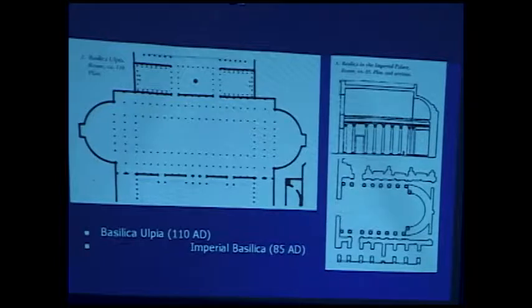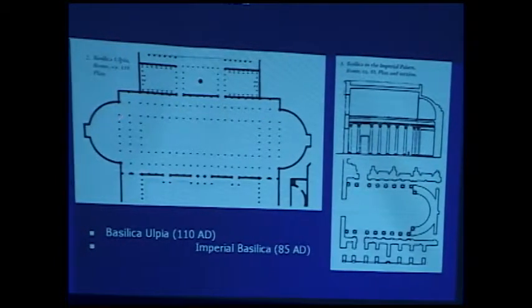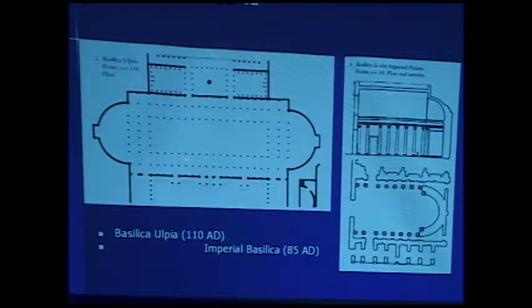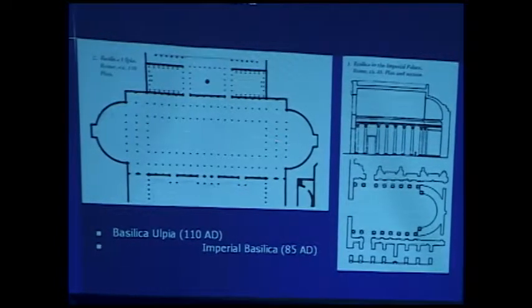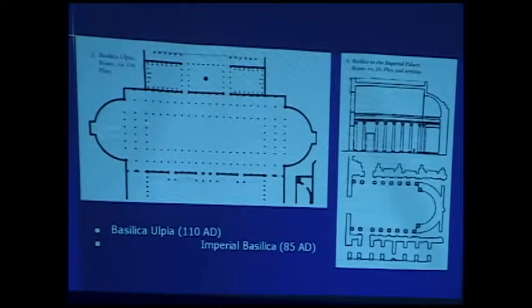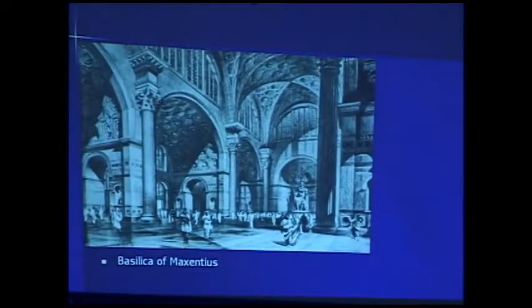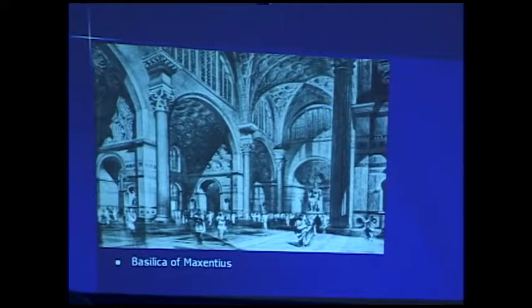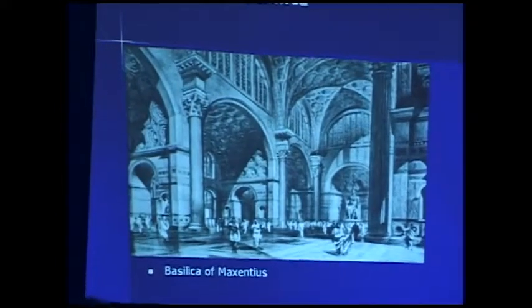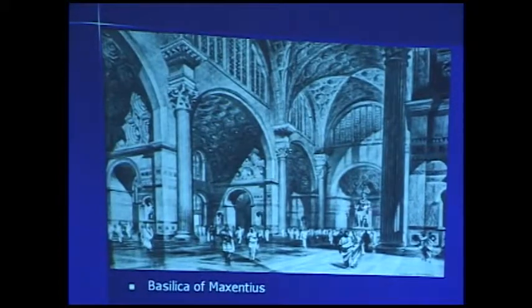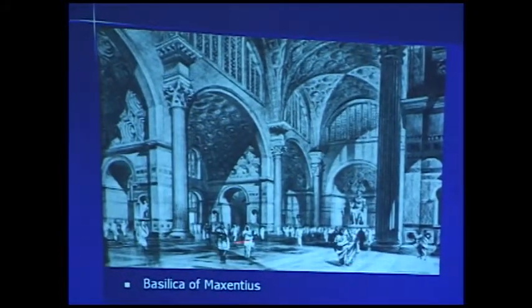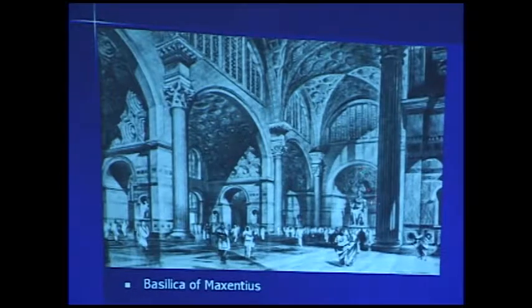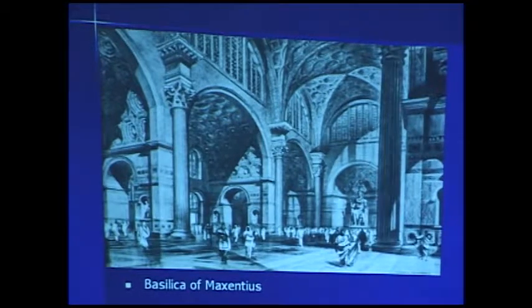Large covered spaces with rows and rows of columns to define the central courtyard. Apses on each end. Sometimes there'd be two apses, sometimes one apse, sometimes an apse in the middle. A lot of different variations of this. But this is basically what they call the Basilican format. A reconstruction, an artist's interpretation of the Basilica of Maxentius, where you can see the central naos, the nave, the apse, the statue of the emperor inside.